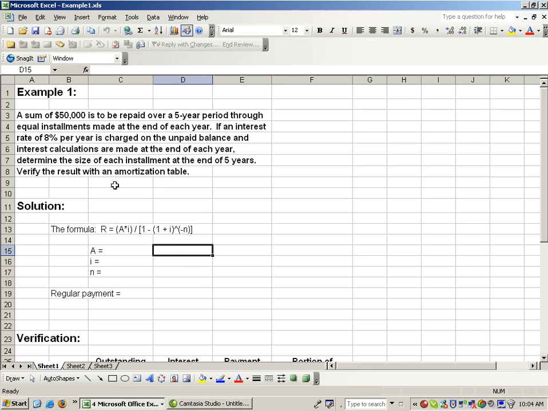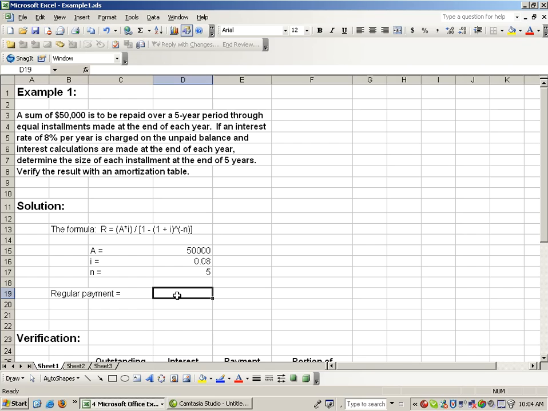And A is $50,000. Okay. I is the interest rate per conversion period. So it's 8% as a decimal divided by 1 year, since interest is only calculated once a year. N represents the number of payments, which in this case is 5. The loan is to be repaid over a 5-year period.